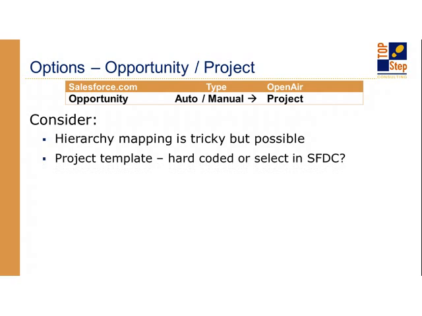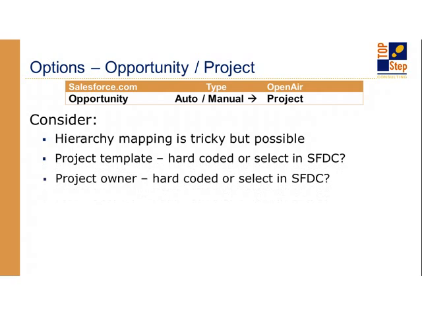Think about project templates. If you have multiple templates, there are different ways to do this. Maybe you say every time you push a project, you use a single template, and you just hard code that template every time, and then you build the rest of it out in OpenAir. The other way to do it is you can say, no, we're going to select which template we use to create the project in the opportunity. Just different ways to do it.